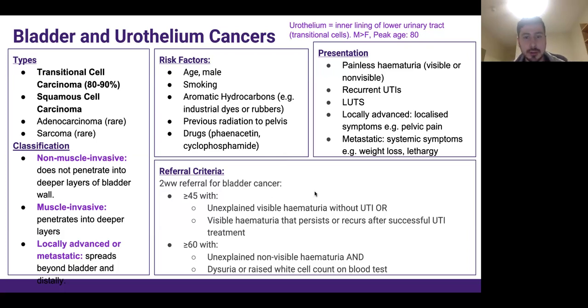There are specific two-week wait referral criteria for bladder cancer. It's at a lower age if you have visible hematuria, but if you have non-visible hematuria, you have to be over 60 and have at least one of dysuria or raised white cell count. So this is something that I myself only found out closer to exams, that the criteria for non-visible hematuria is actually very strict when it comes to the referral criteria for bladder cancer.